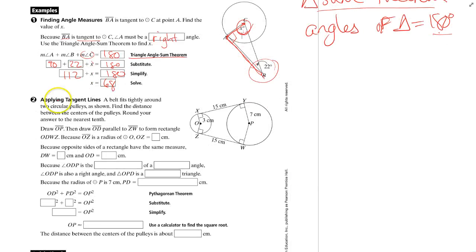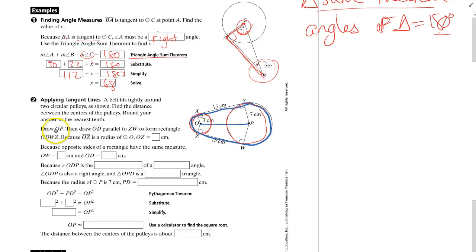Now, how about some tangent lines? Here is a diagram of a pulley, so like a little spinning cylinder, and around the outside we have a belt. So the question is, find the distance between the centers of the pulleys. Oh my goodness, can you do that? Whoa, I bet you can. Here we go.